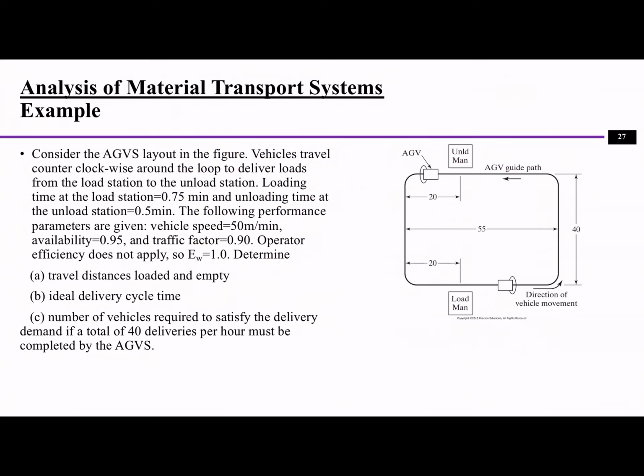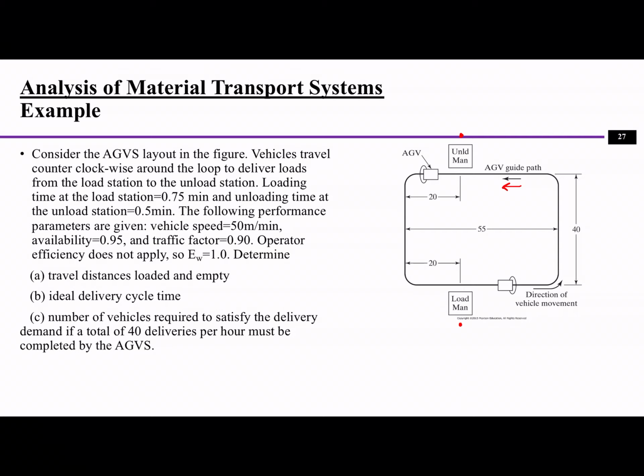Now let's use one example to demonstrate how we can use those equations in analysis. So this is a loop system with AGVs layout, and the vehicles travel counterclockwise, which is this direction, around the loop to deliver loads from the load station. This is the load station, and this is the unload station. Loading time at the load station is 0.75 minutes, while the unloading time at the unload station is 0.5 minutes.